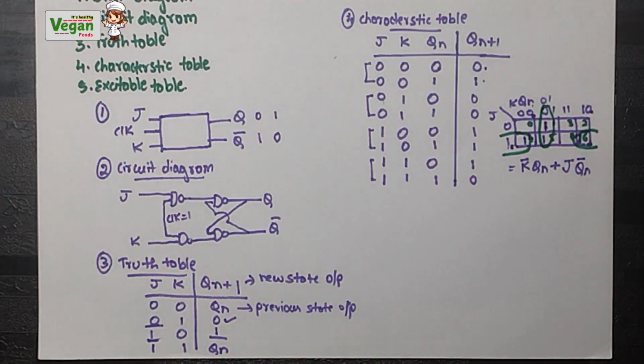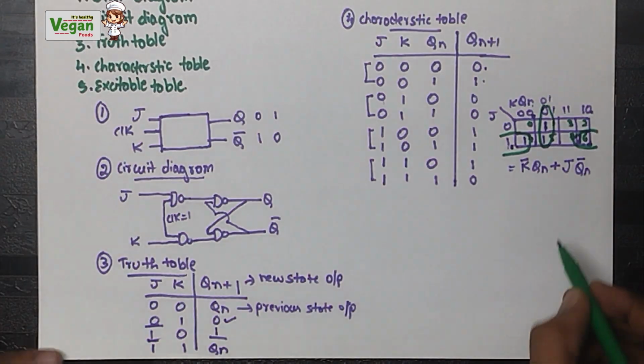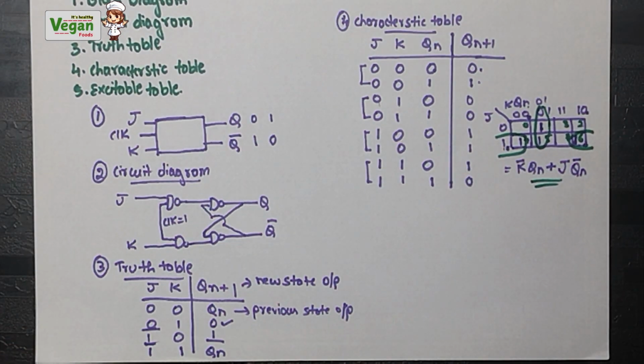The short trick to write this I have discussed in the K maps video. I will provide the link in the description. You can watch it. So what will be the equation for the JK flip-flop characteristic equation? K bar Qn plus J Qn bar.